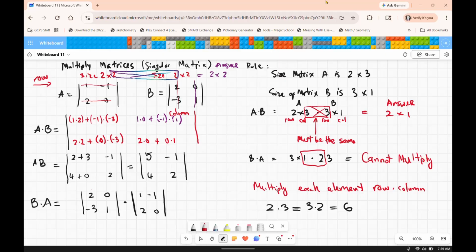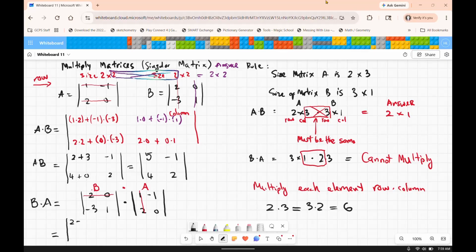Again, this is matrix B times matrix A. Alright, so I'm going to multiply this. I'm going to take the row times the column of this. Okay, there's one right there. Okay, so B times 2. That's going to multiply a little bit faster now.